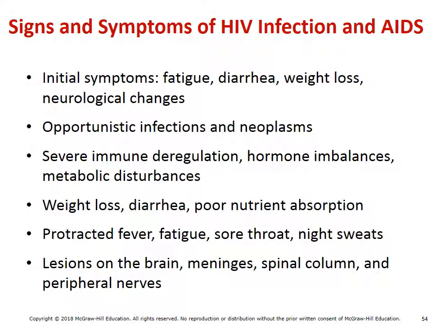So again, some general signs and symptoms here. We see initial symptoms: fatigue, diarrhea, weight loss, again, excessive amounts of infections, including opportunistic infections. But then we see that really huge issue at the point of AIDS, where now the immune system's so broken, now we have this significant immune deregulation, hormones become imbalanced, there's metabolic disruptions. We see, again, huge amounts of weight loss, diarrhea, huge amounts of infections, and ultimately then we start seeing lesions developing all over the body.